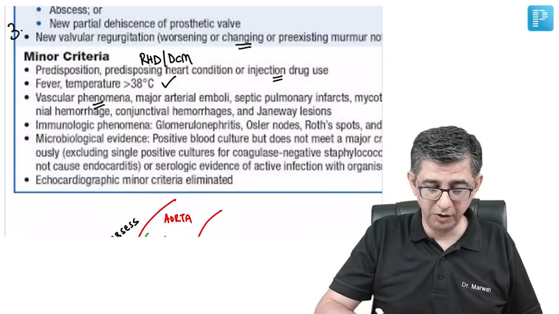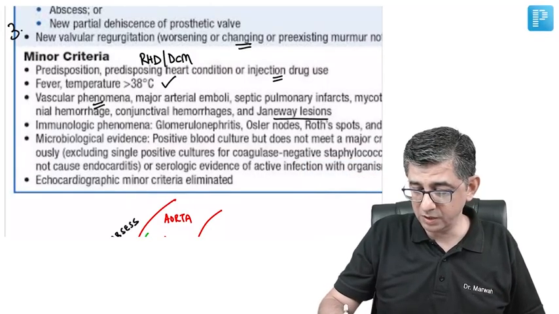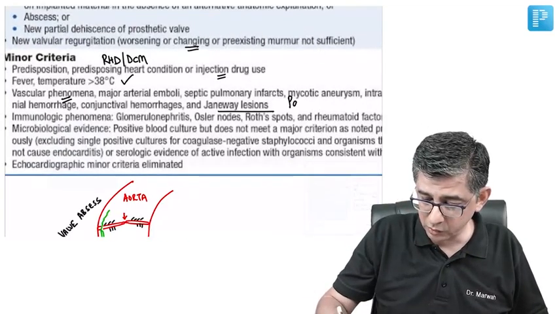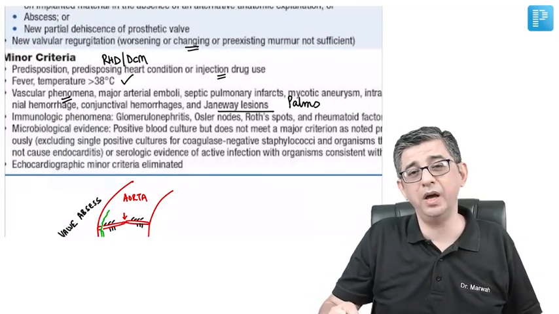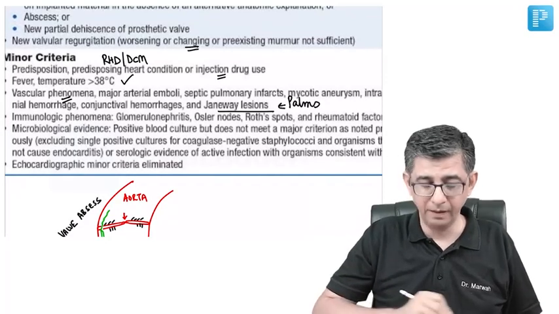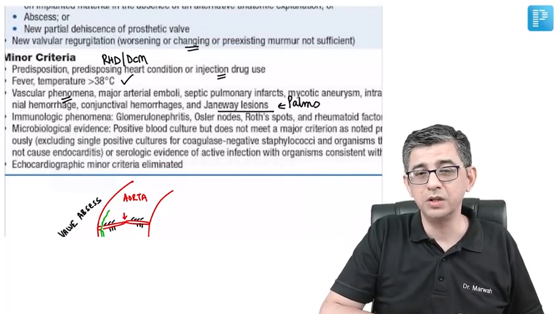One of the important vascular phenomena that they love to ask is Janeway lesion. And where would you look for these Janeway lesions? They would be in the palms and the soles of the patient, because Janeway lesions are erythematous macules in the palms and in the soles. Then he will talk about immunological criteria.